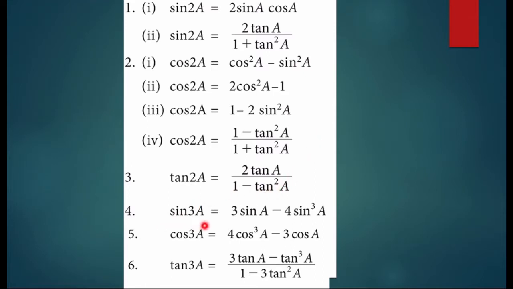Sin 3A is equal to 3 sin A minus 4 sin cube A. Cos 3A is equal to 4 cos cube A minus 3 cos A. And tan 3A is equal to 3 tan A minus tan cube A divided by 1 minus 3 tan square A. These are all the important formulae you need to learn.